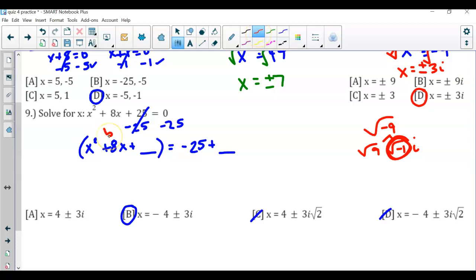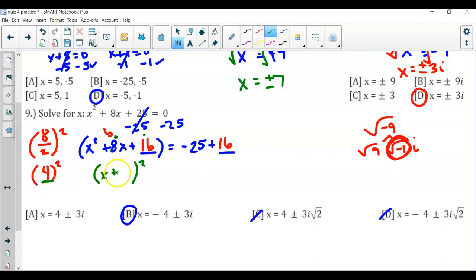Then we would take our b term, and there's two steps. We would take our b, which is 8, and half it, divided by 2, and square it. So this is 4 squared, positive 4 squared, which is 16. What we add to one side, we add to the other side. So now here I've got, when writing this as a perfect square, well, what numbers multiply to get you 16 and add to get you 4? Positive 4. So x plus 4 to the second power is equal to negative 9 from negative 25 plus 16.